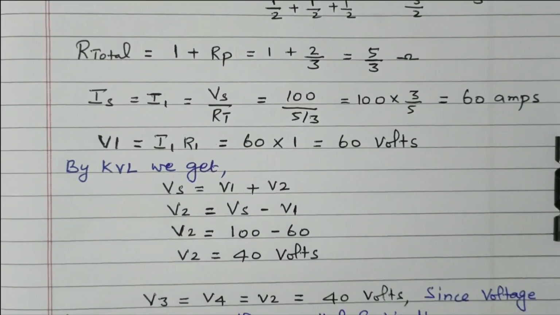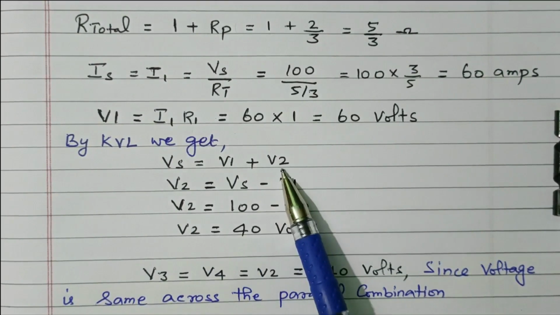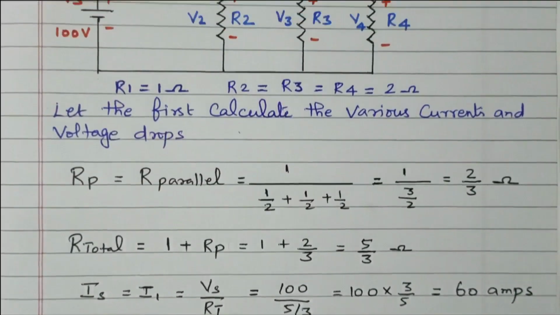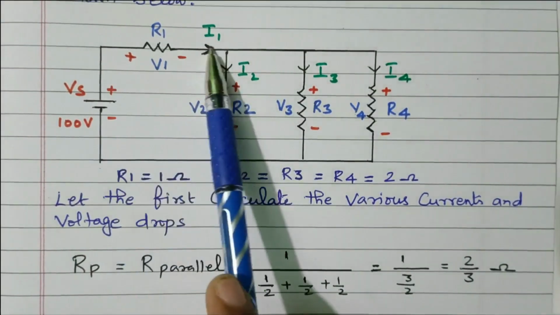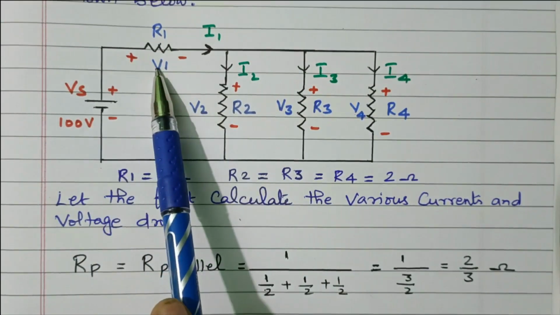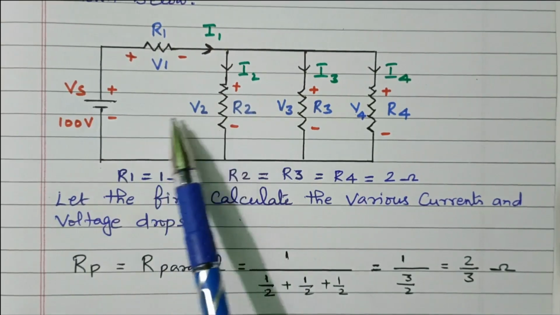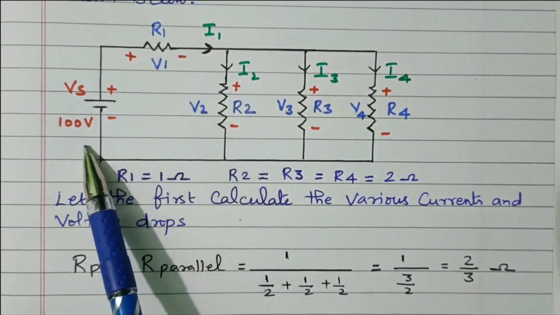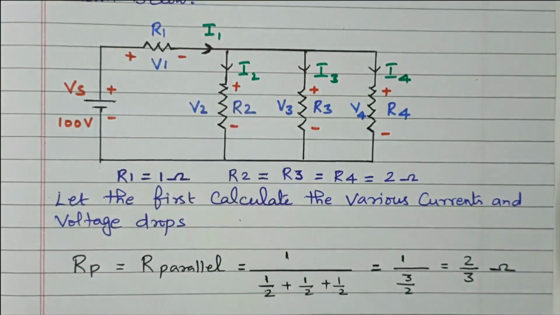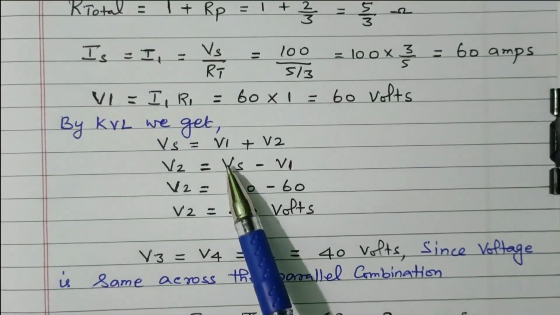Now we will find the voltage drop across each and every element. In a closed loop, Vs equals V1 plus V2. We will refer to the diagram. So this is the closed loop. The voltage delivered, 100, is equal to the voltage drop across R1 and R2. So 100 equals V1 plus V2. The voltage we applied is equal to the voltage drop across R1 and R2.